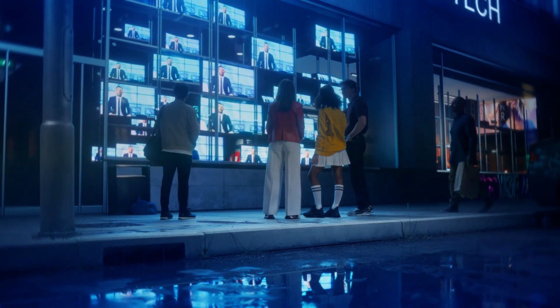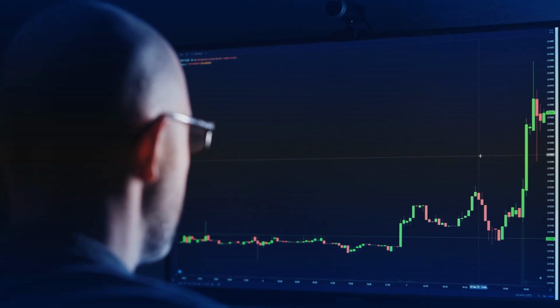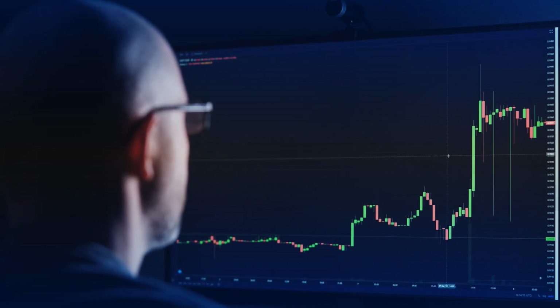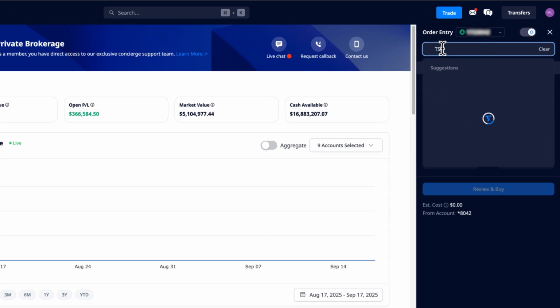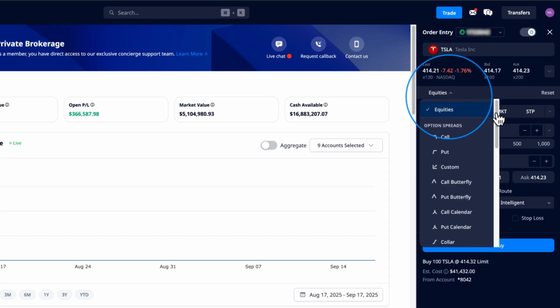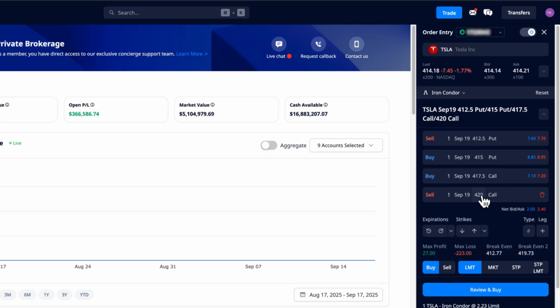Later in the week, you anticipate volatility around Tesla's upcoming product announcement. You decide to trade a multi-leg option strategy to potentially capitalize on the move. From HUB, you enter TSLA and use the drop-down to select an Iron Condor, a strategy designed to profit from limited price movement. You customize each leg individually, adjusting strikes and expirations with dedicated buttons to match your outlook.